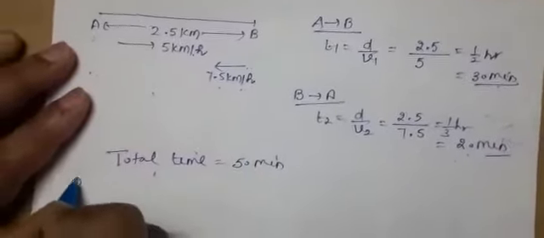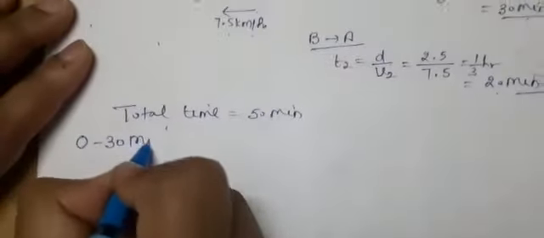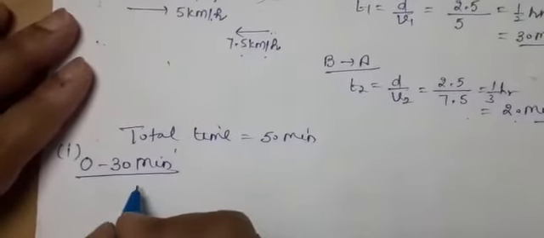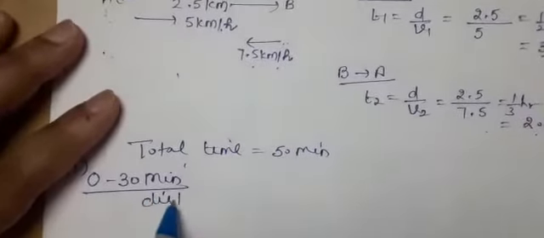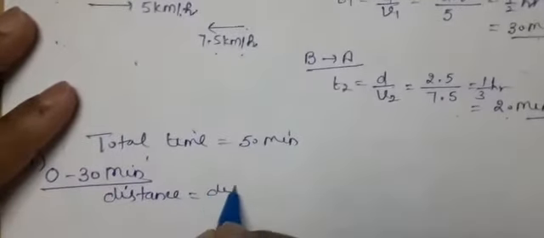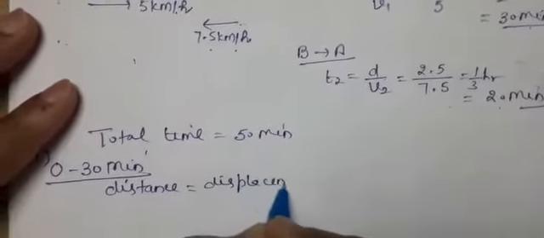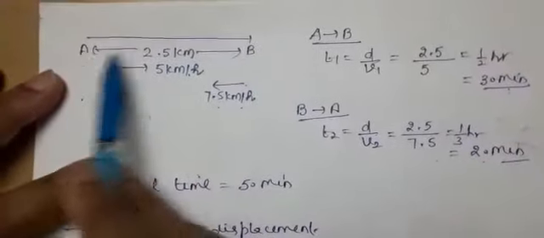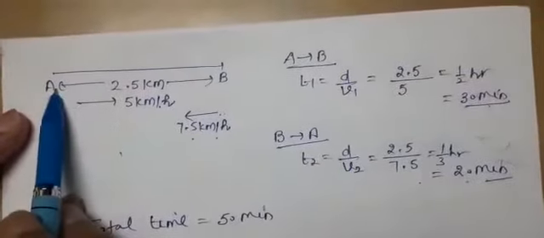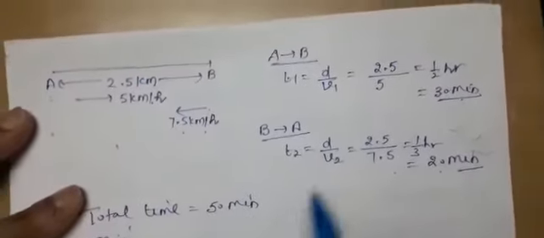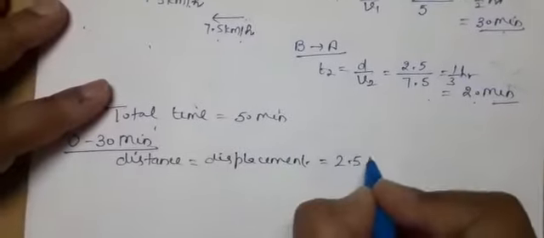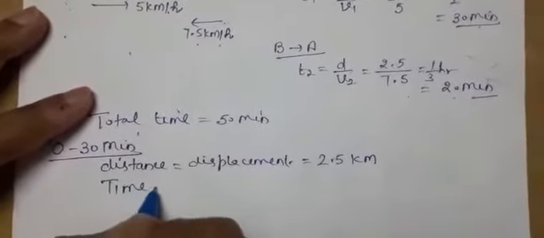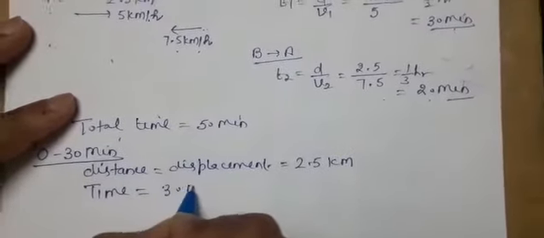Now, let me come to the time interval 0 to 30 minutes. This is the first interval that has been given. In this case, you can see distance and displacement. Just analyze the figure and the statement as going from A to B. How much time is taken from A to B? That is 30 minutes. So within this time, when reaching from home to market, distance as well as displacement is the same. That is 2.5 kilometer. And the time taken in both the cases is 30 minutes.